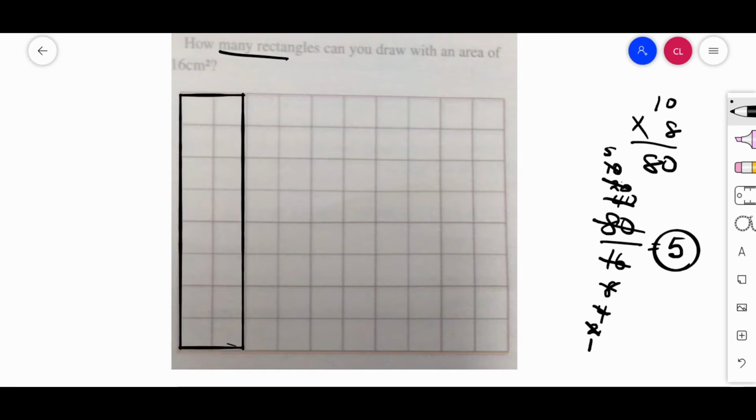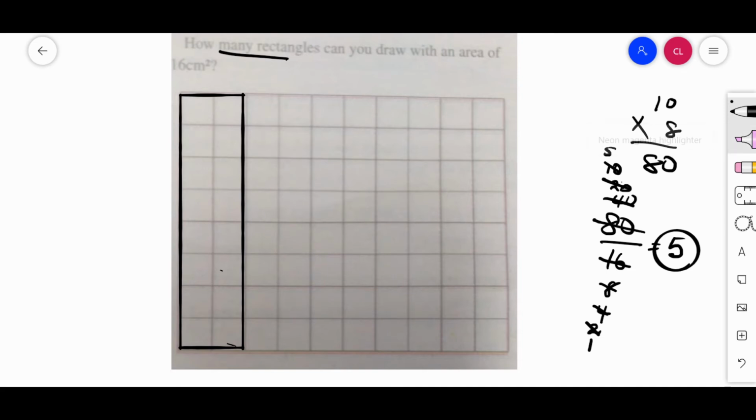And that's one rectangle. All right. So one rectangle with 16 centimeters square in there. Let's go 1, 2, 3, 4, 5, 6, 7, 8, 9, 10, 11, 12, 13, 14, 15, 16. That's one. So we should be able to get how many more now? 4 more, because we have one already.